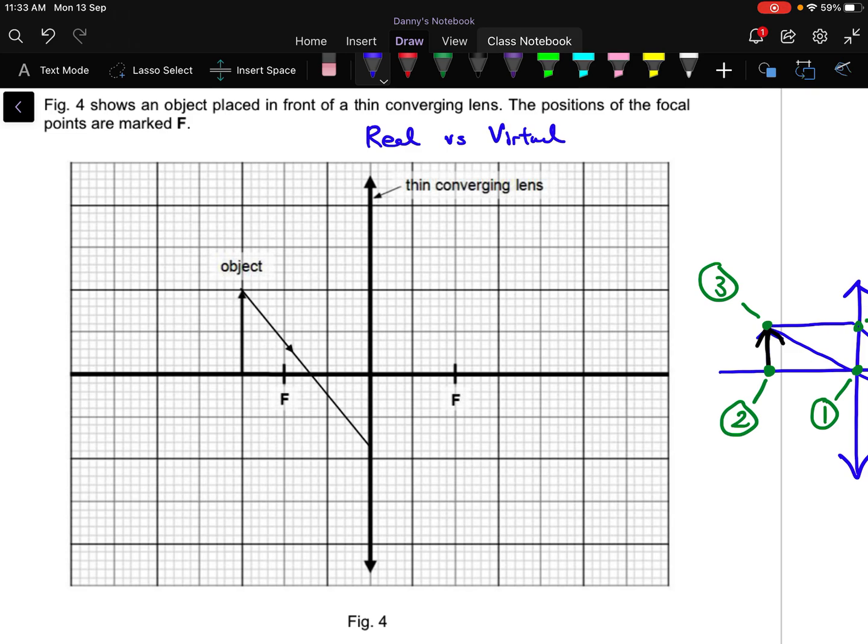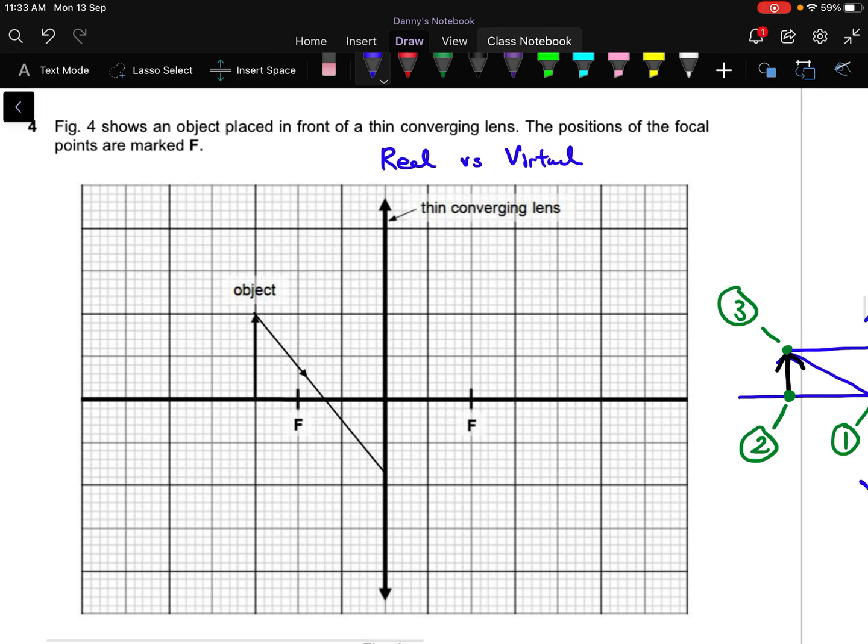So down here, there is no information given from the question itself, but you can see that the object is more than one focal length away from the lens. So as a result, you should know that in this case, you would be expecting a real image being formed.